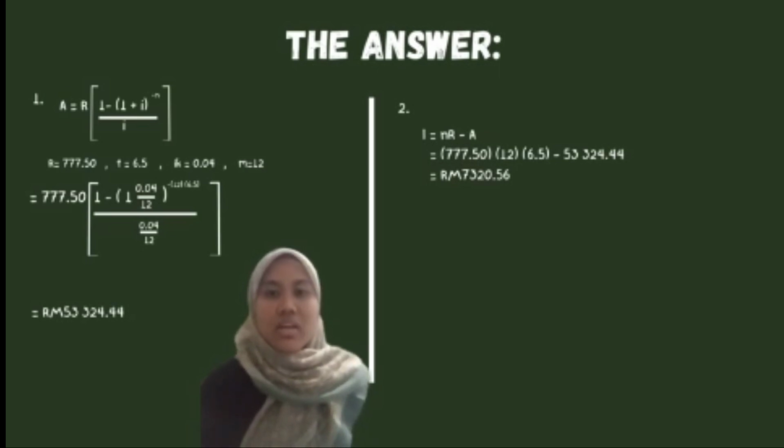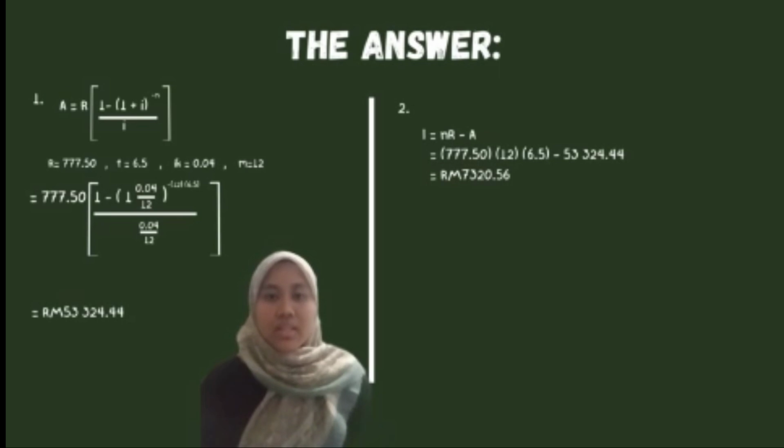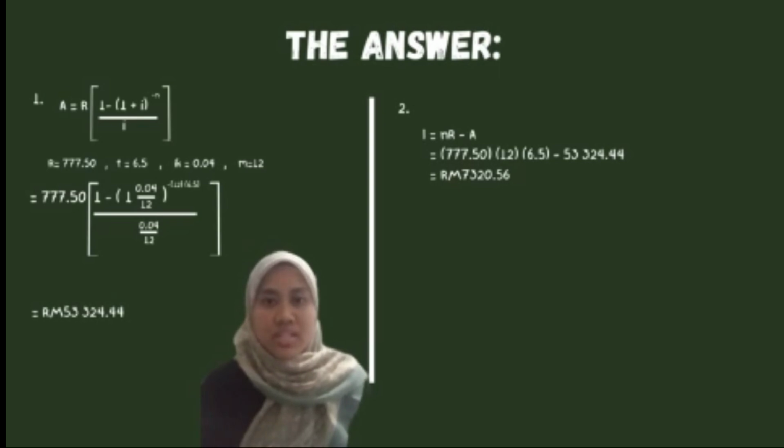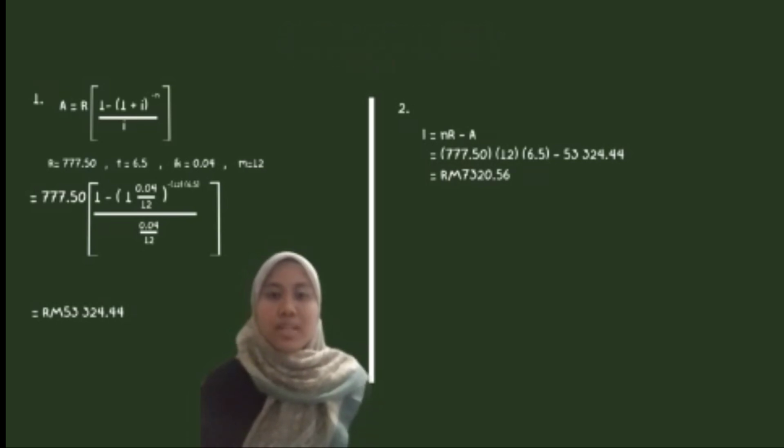Next, calculate N, which is the total number of monthly payments, by multiplying 12 and 6.5 years. Now substitute everything into the formula. The last step, step 3, is to perform the calculation step by step. After solving all the calculations, we get the total amount that Fadlin borrowed, which is 53,324 ringgit and 44 cents. And for question 2, I'm going to pass to Nurul Yasmin.